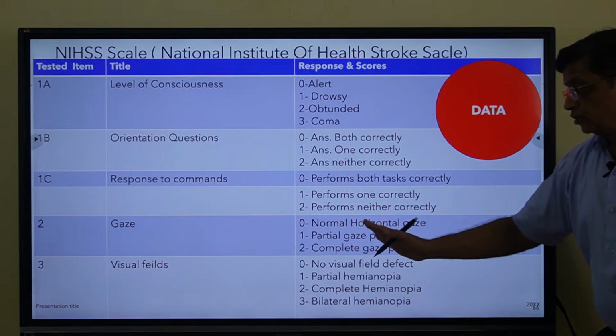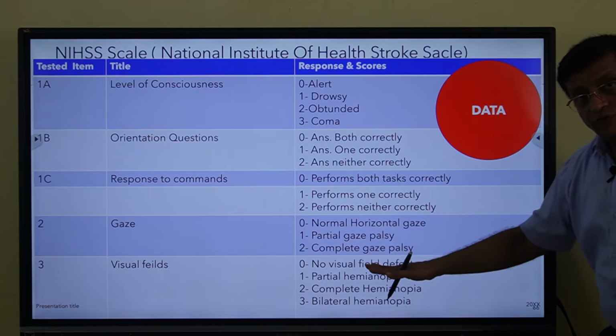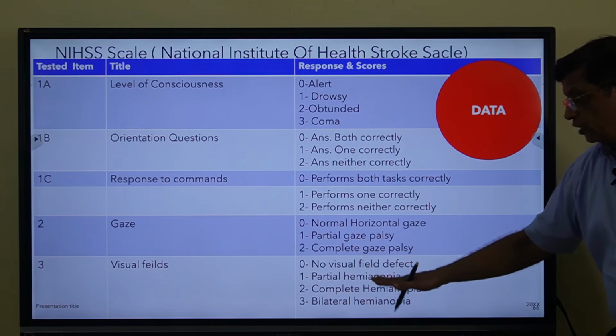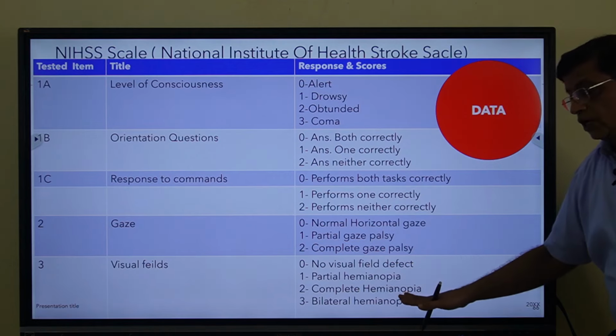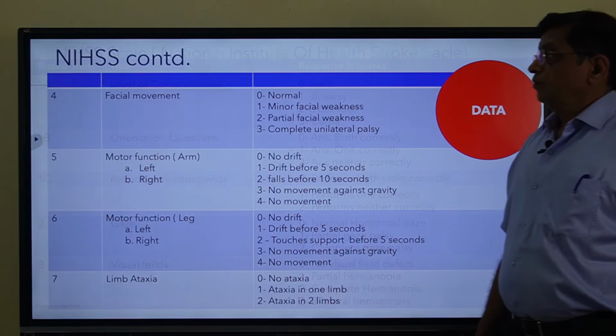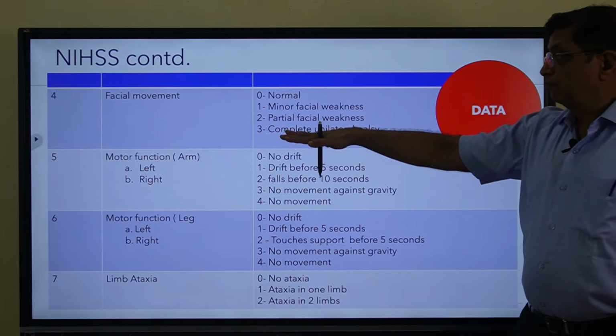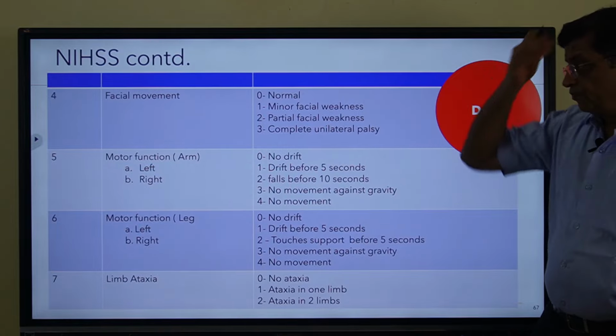Gaze, if it is normal, 0. If it is gaze palsy, 2. Visual fields, no visual defect, 0. Partial hemianopia, 1. Complete hemianopia, 2. And bilateral hemianopia, 3. Then facial movement, if it is normal, 0. If it is complete unilateral palsy, 3.